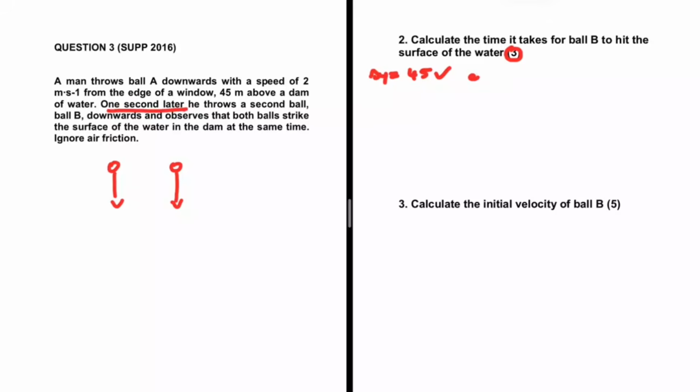Let me show you how we can use ball A. Using ball A, we have the initial velocity, which is 2 meters per second. Okay, we just calculated the VF above.